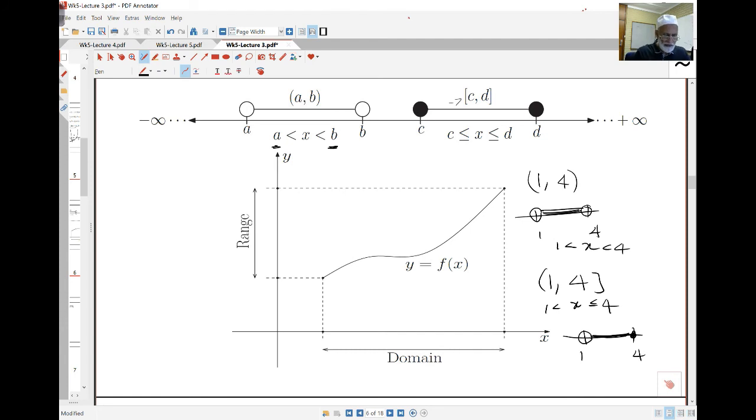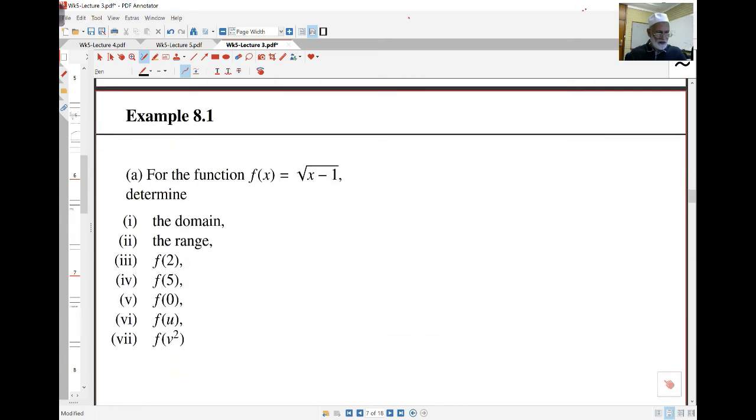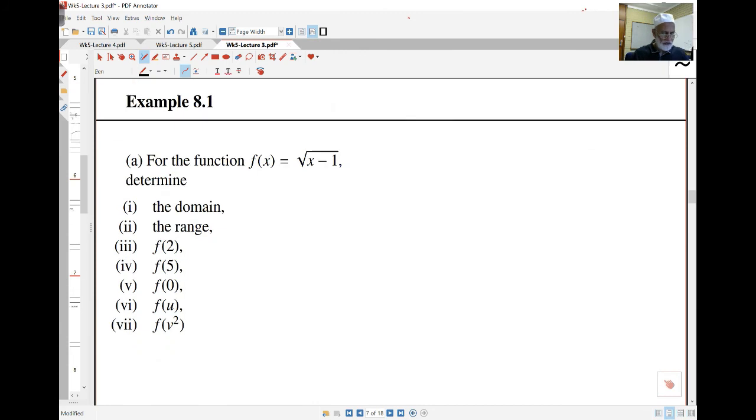So the domain are the x values, and the range are the y values. For this function, the domain is that bit sketched over there. The range is all the values of y that we can take from the function. Example over here, for the function f(x) equals the square root of x minus 1, find the domain. The domain here is going to be all the values I can define the function for. So I require here x minus 1 to be bigger than or equal to 0, because we don't take square roots of negative numbers. And that gives me x must be bigger than or equal to 1.